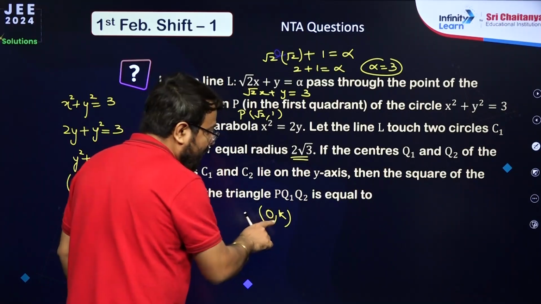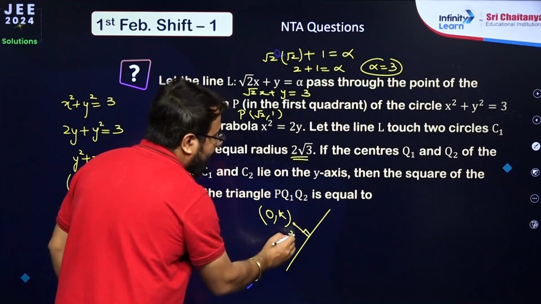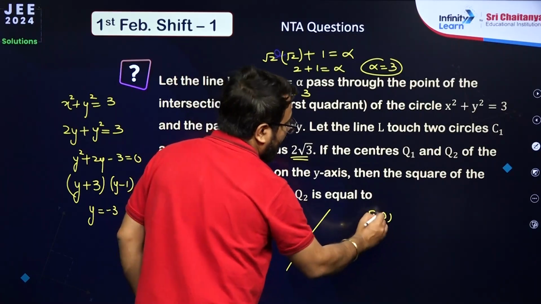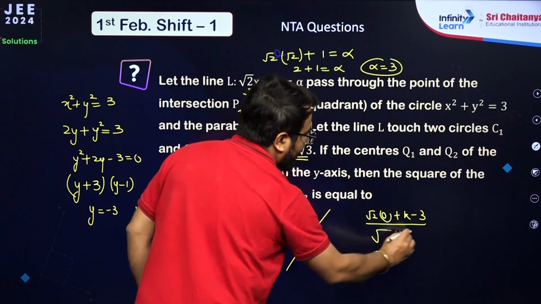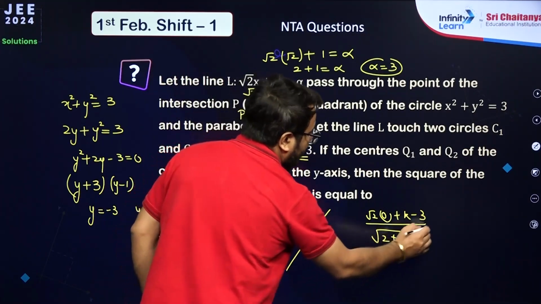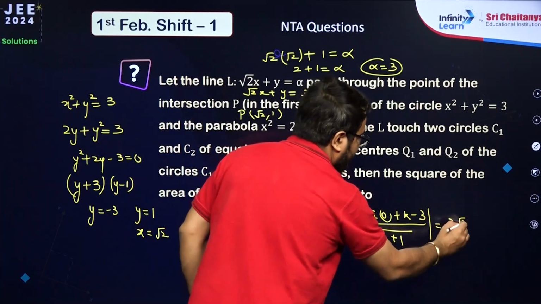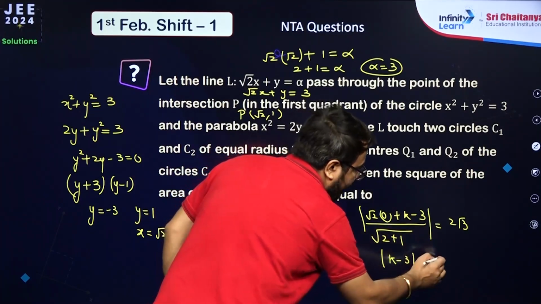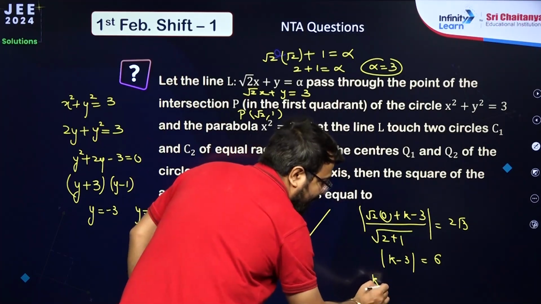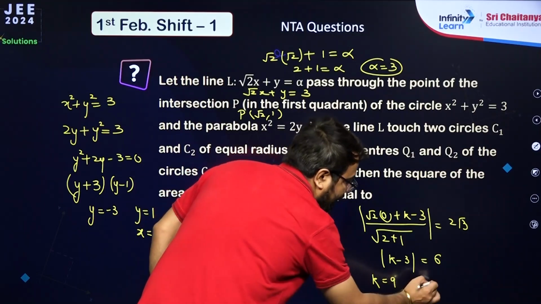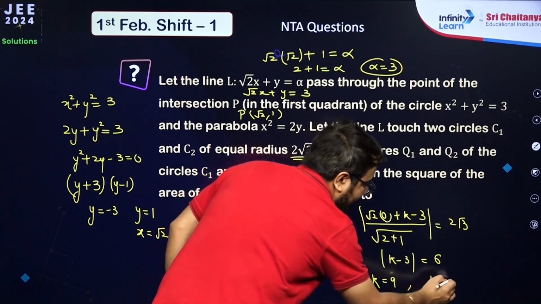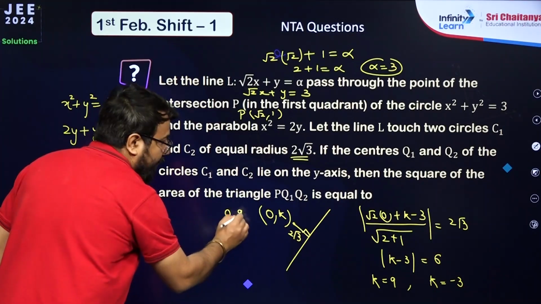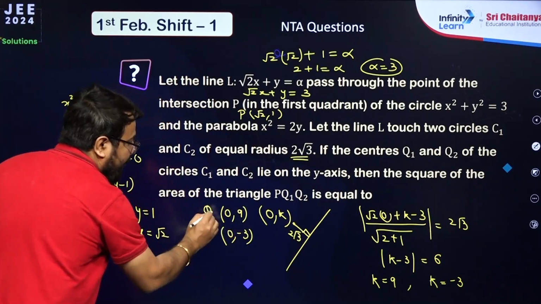I know that the distance of 0 comma k from the line is equal to the radius because this line is a tangent. So I'll substitute 0 comma k into it. It will be root 2 into 0 plus k minus 3 whole divided by square root of a square plus b square, and this distance is actually 2 root 3. If I try to simplify it, modulus of k minus 3 is equal to 2 root 3 into root 3. So this becomes 6. Two different values of k we can get. One is k is equal to 9. Other is, if I take minus 6, k will become minus 3. So 0 comma 9 and 0 comma minus 3. These are the coordinates Q1 and Q2.